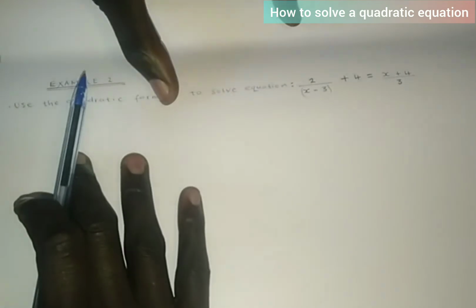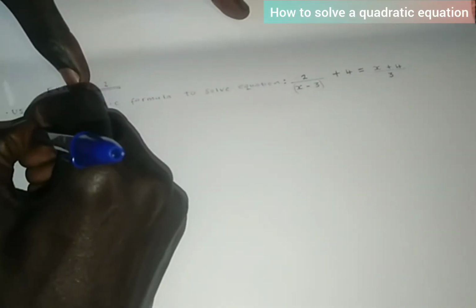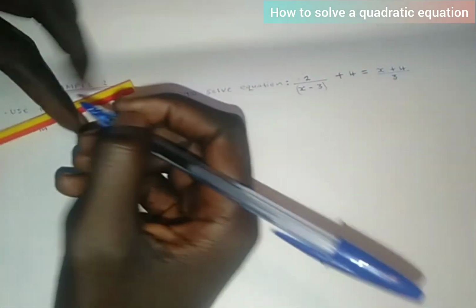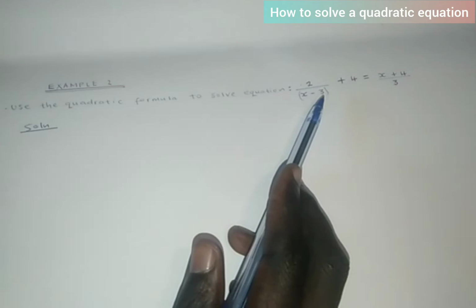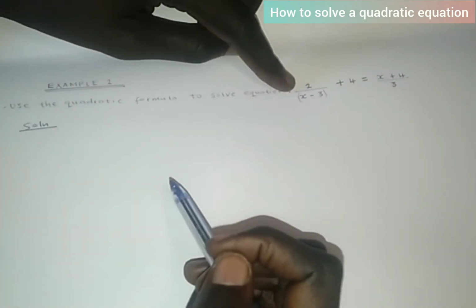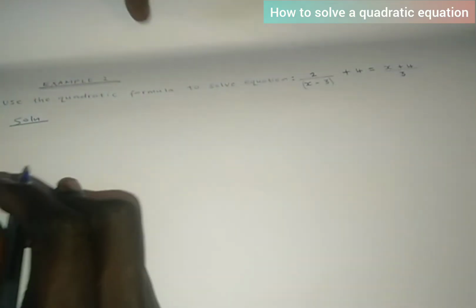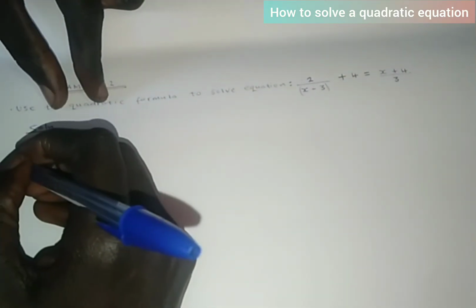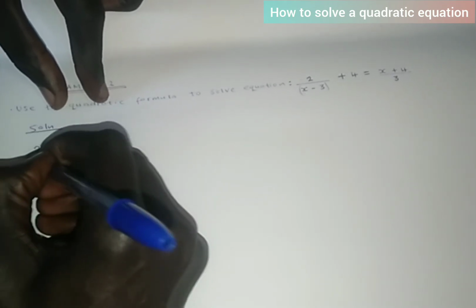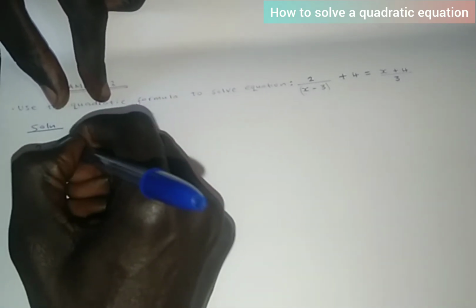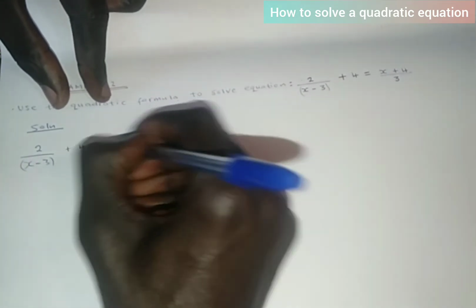So example 2 is a little bit complex. Solution. We have to solve this equation first so that we see if it will give us the quadratic equation. So let me rewrite it. 2 divided by x minus 3 plus 4 is equals to x plus 4 divided by 3.